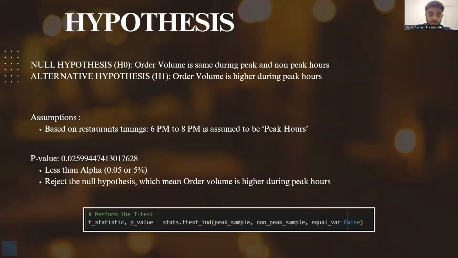Thank you, Fadlan. We performed a hypothesis test with the null hypothesis that the order volume is the same during peak and non-peak hours, and the alternative hypothesis being that order volume is higher during peak hours, with the assumption that peak hours are between 6 p.m. to 8 p.m. The p-value that we obtained was 0.026, which is less than the alpha of 5%, which means that we rejected the null hypothesis and accepted that order volume is higher during peak hours. I'll now hand it back to Fadlan.